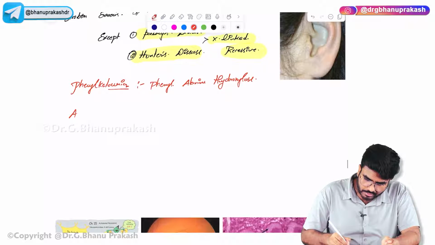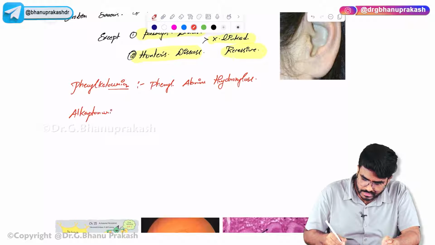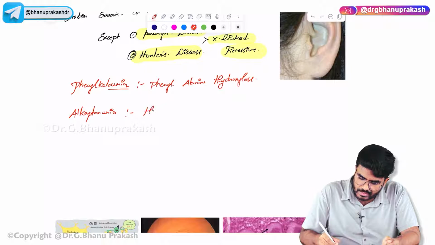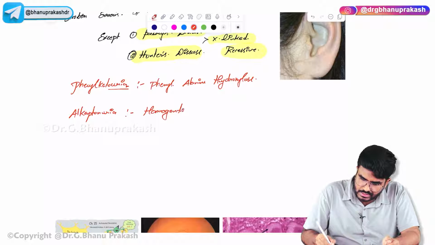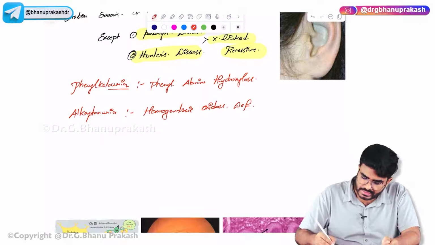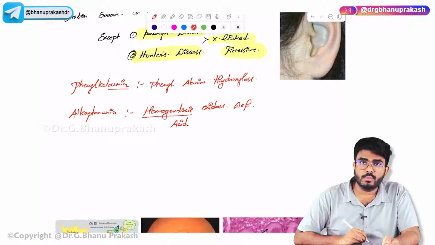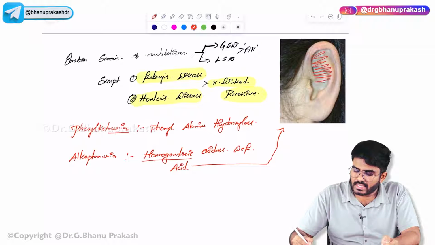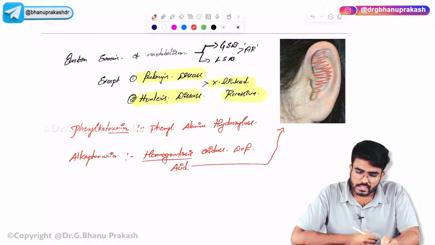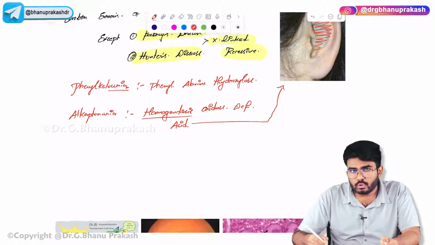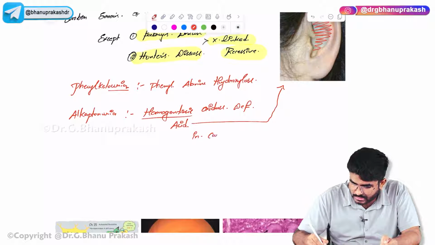There is one more condition called alkaptonuria. In alkaptonuria, what is the deficiency? Homogentisic acid oxidase deficiency. Because of the deficiency of this enzyme, there is accumulation of homogentisic acid. This acid will accumulate in body parts, in the cartilage, which makes the cartilage blackish or brownish in color. So this condition is called deposition in the cartilage. Homogentisic acid oxidase is deficient, leading to homogentisic acid accumulation in cartilage.